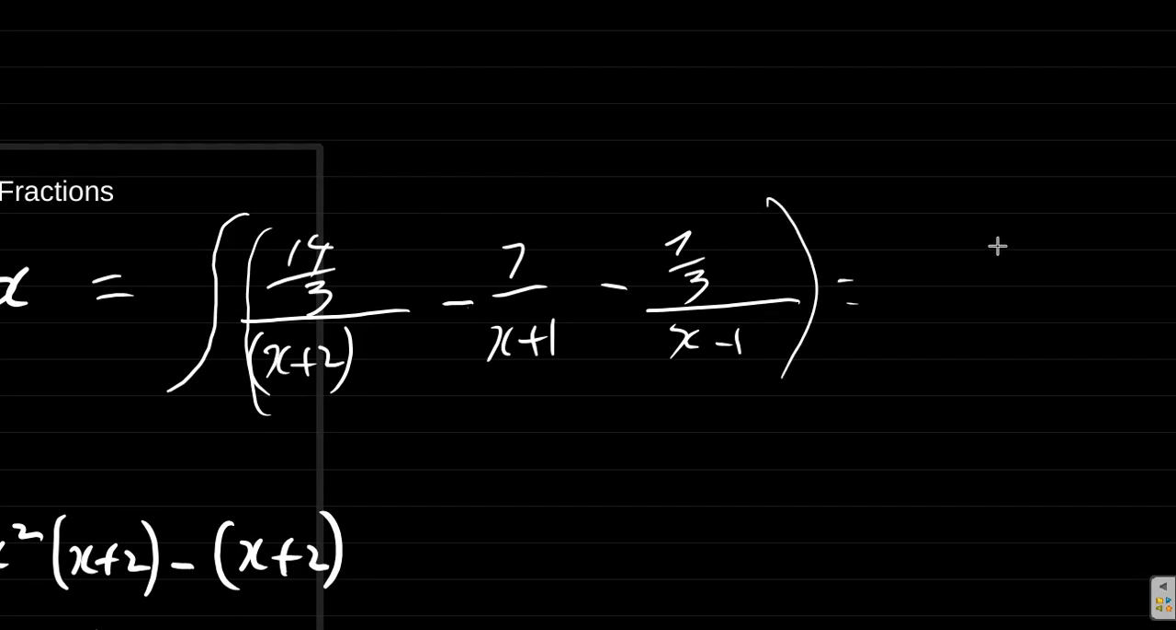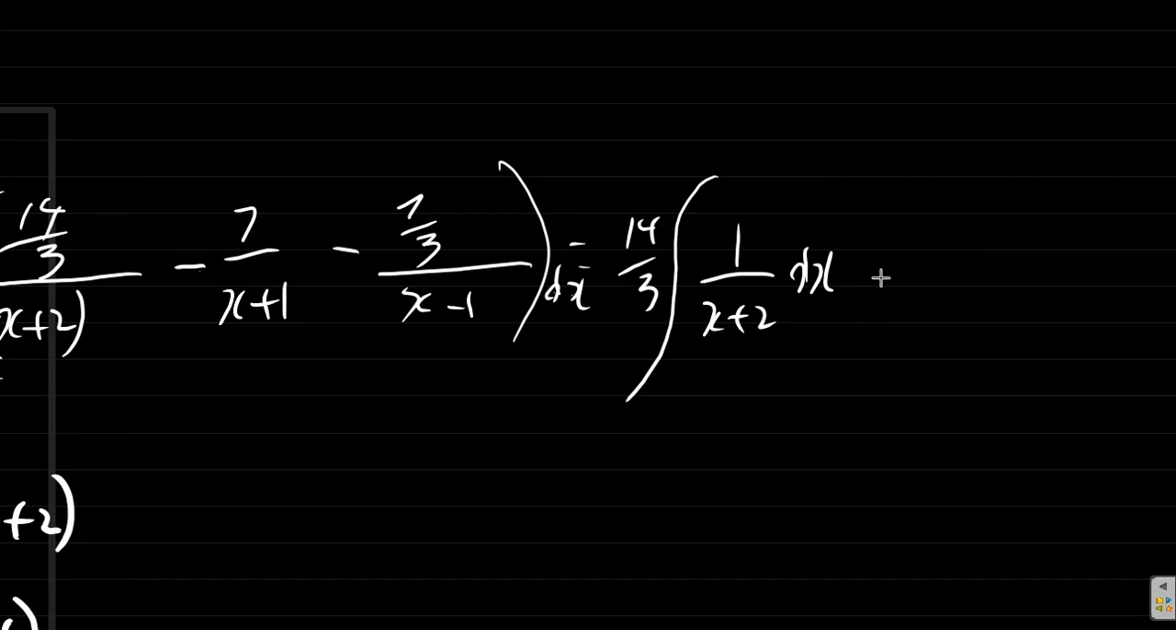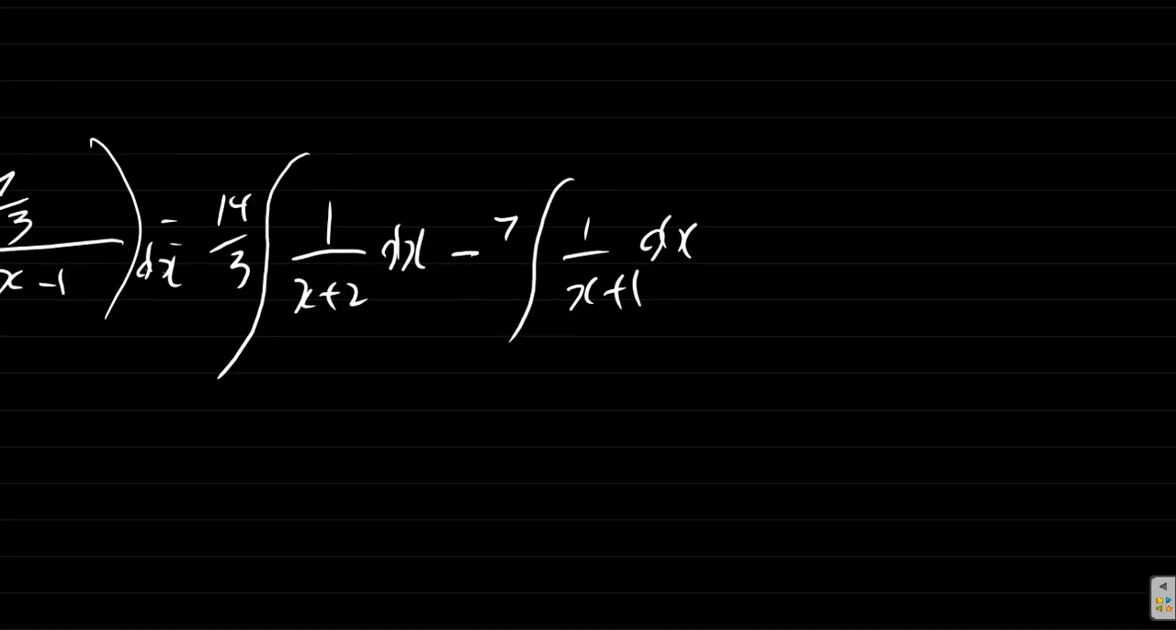Alright. This is the same as, now if we integrate them individually, we could put the 14 over 3 outside the integral sign. 14 over 3 integral of 1 over x plus 2 dx. Oh, I didn't write the dx here. dx, then minus 7 integral of 1 over x plus 1 dx, and what was it again, minus 7 over 3 integral of 1 over x minus 1 dx.